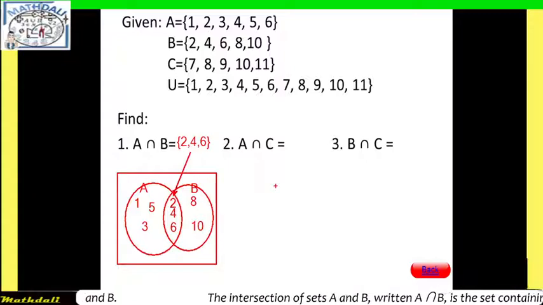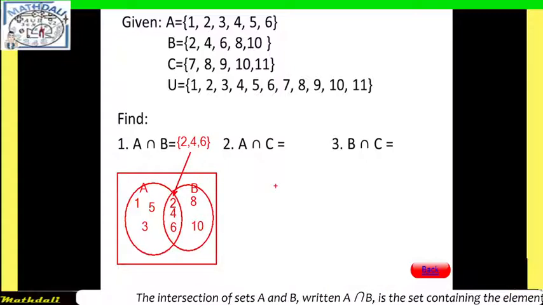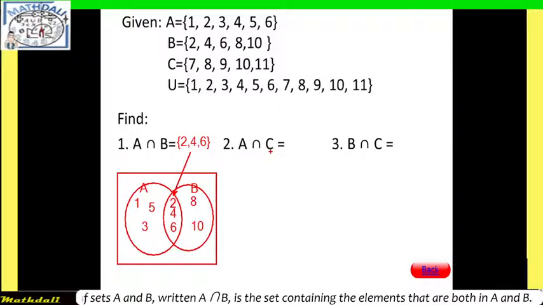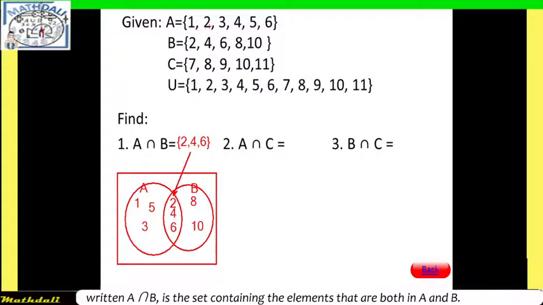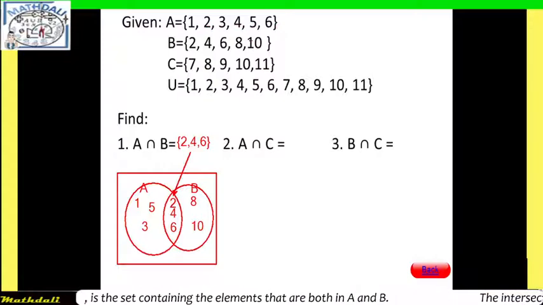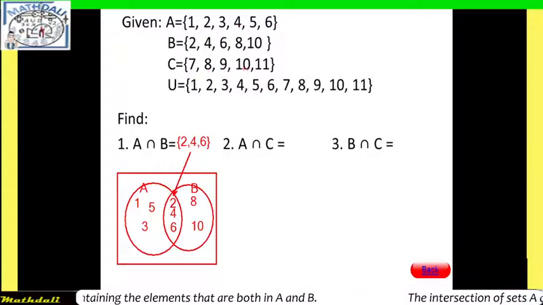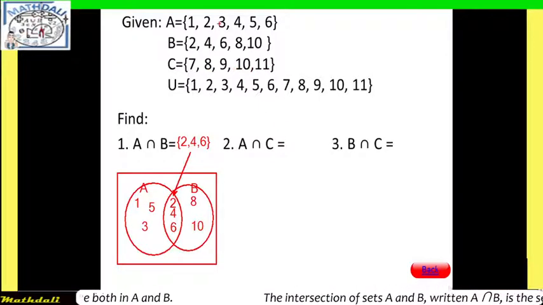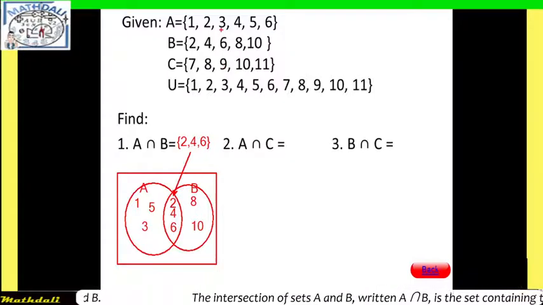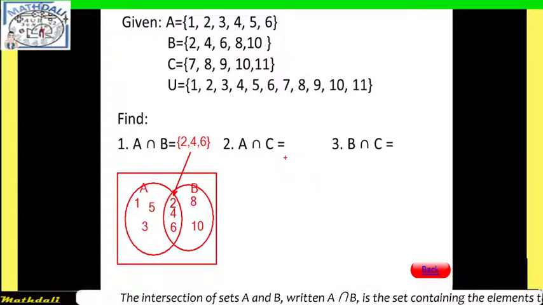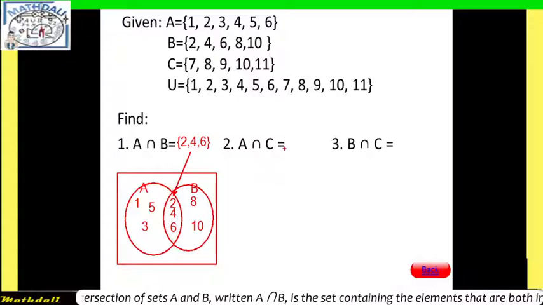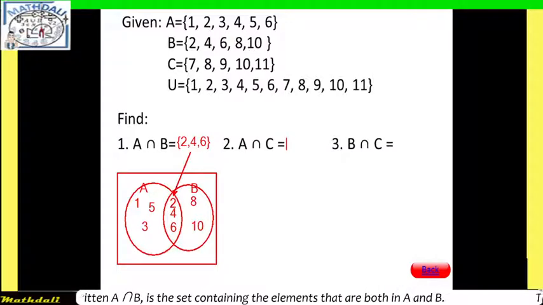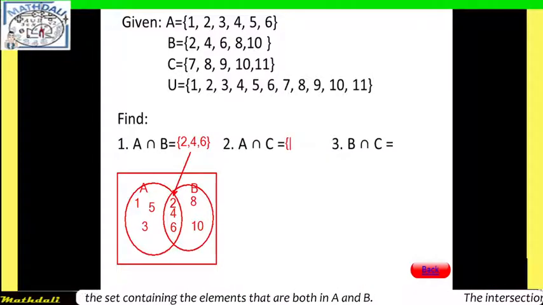Okay, next, let us have number 2. We're going to look for the intersection of A and C. Ang A natin, we have 1, 2, 3, 4, 5, and 6. And set C, we have 7, 8, 9, 10, and 11. So, identify natin, meron bang common element? Definitely, wala kayong makikita. So, ang ating intersection dito ay empty set. Ang lalagay natin dito ay yung ating empty set.